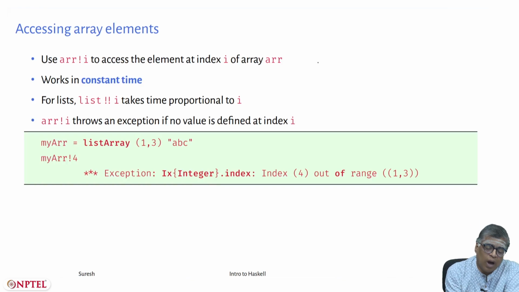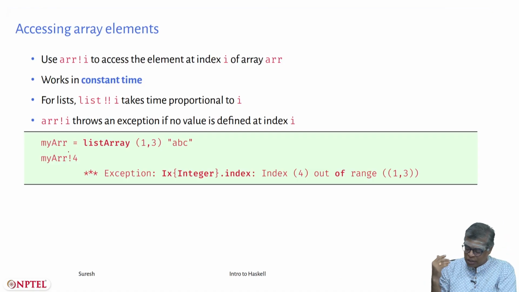Okay, so array at i throws an exception if no value is defined at index i. Suppose I say my array is listArray (1, 3) "ABC", and if I ask for myArray ! 4, I will get a problem. It says, oh, your index 4 is not even in the range. Okay.